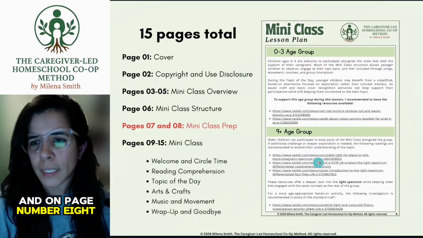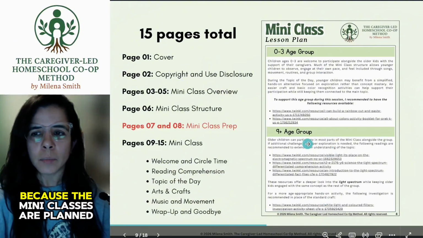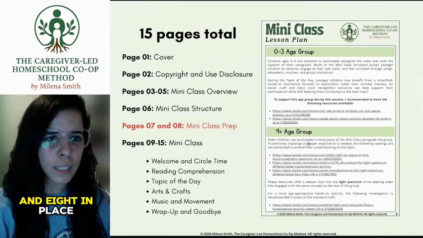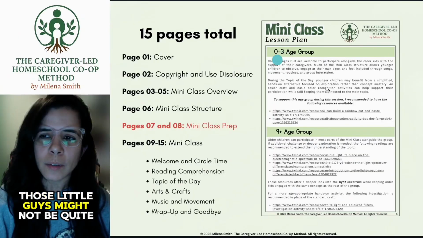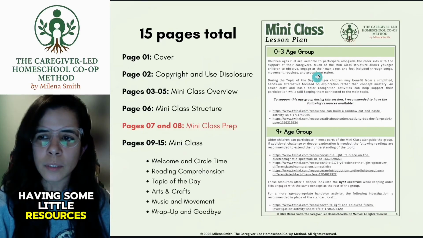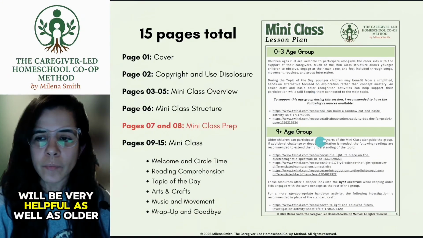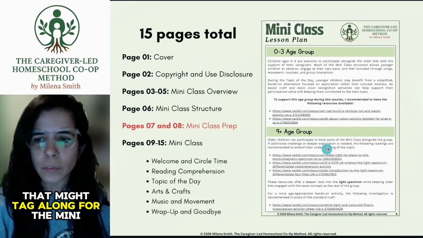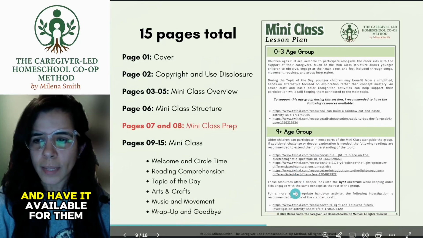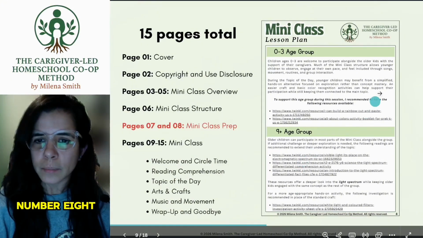And on page number 8, you'll have some options for the littles and for the older kids. Because the mini classes are planned with children between the ages of 4, 5, and 8 in mind, those little guys might not be quite on that structure yet. So having some little resources to help them keep busy and engaged while the other kids are working on the mini class will be very helpful, as well as for older siblings that might tag along. You can print any of those resources and have them available so they can participate at a higher level. That will be available on page number 8.